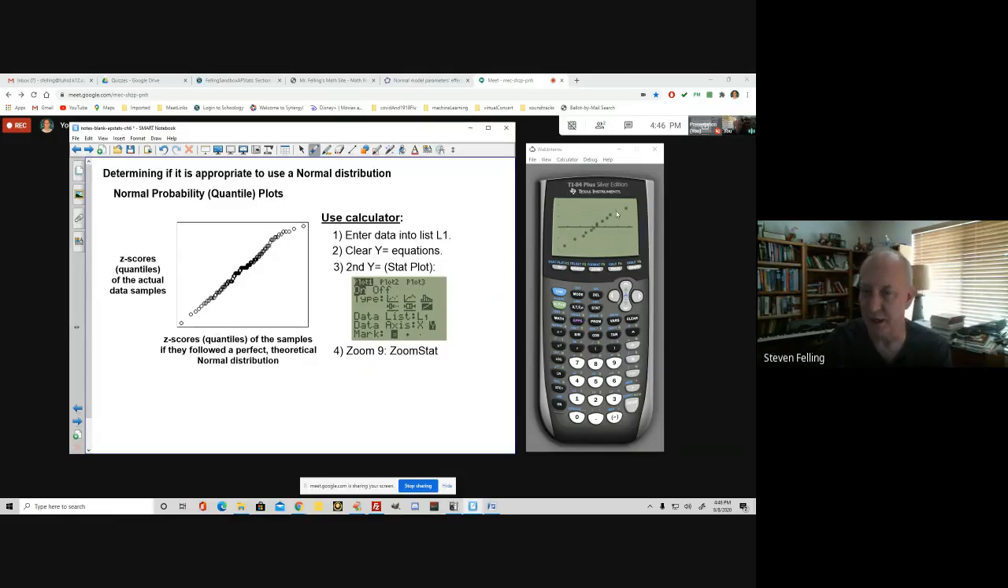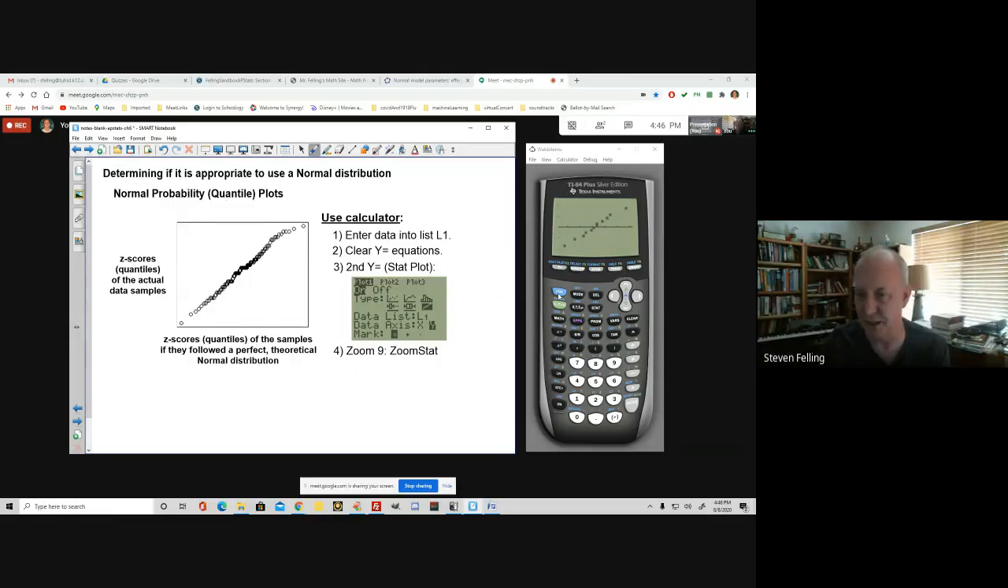And so this plot here, if it's roughly linear, and this is certainly roughly linear, then that means we can declare that this data is approximately normal, even though we have such a small set of data that we don't really have enough to see the mound shape very well. Right? So that's what this normal probability plot or quantile plot is used for.